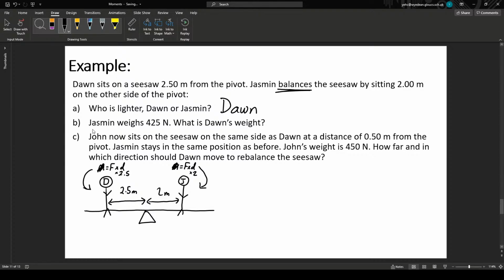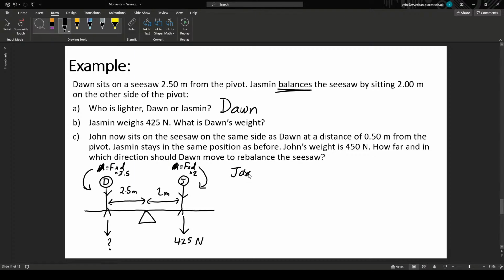Now let's move on to B. Jasmine weighs 425, so I'm going to say 425 newtons here. What is Dawn's weight? Dawn, we don't know. This is all puzzle solving, guys. Think about it that way. Notice that I have the distance from the pivot for Jasmine as well as the force that Jasmine's outputting. So what that means is I can actually calculate Jasmine's moment. Now remember, moment is just force times distance.